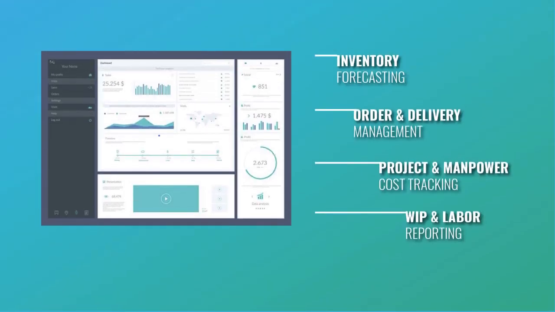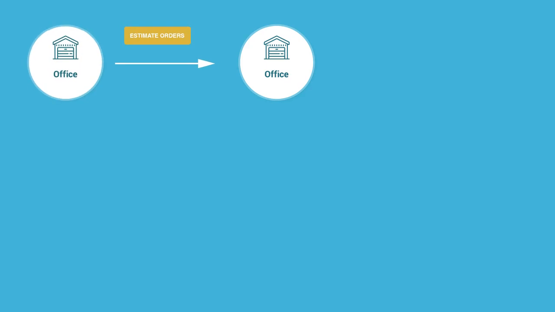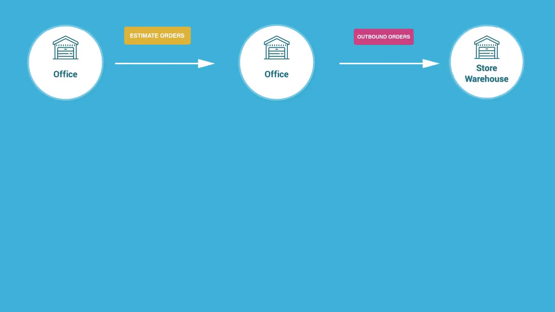Manufacture and Track has various inventory forecasting dashboards and reports. The order management and delivery management modules will enable you to track project and manpower costs and view WIP reporting and labor reporting details. You can create estimate orders to capture material requests and convert the estimate order into an outbound order when the request is approved.